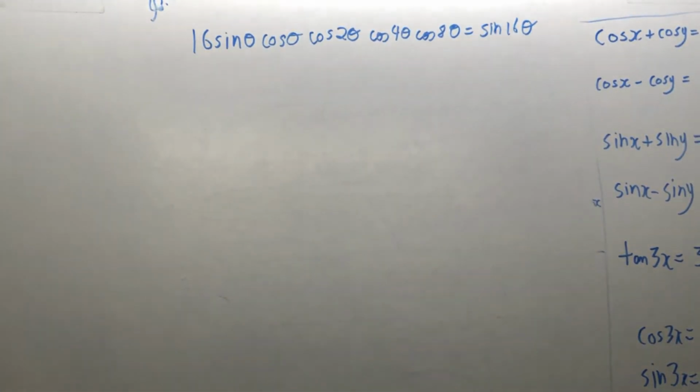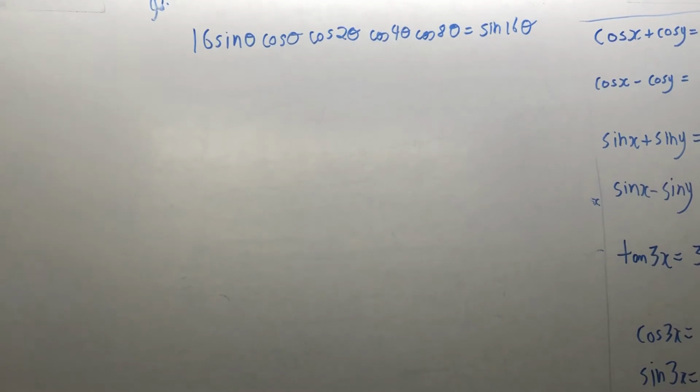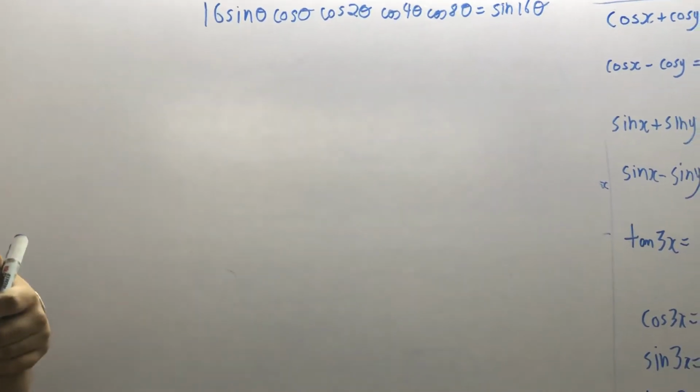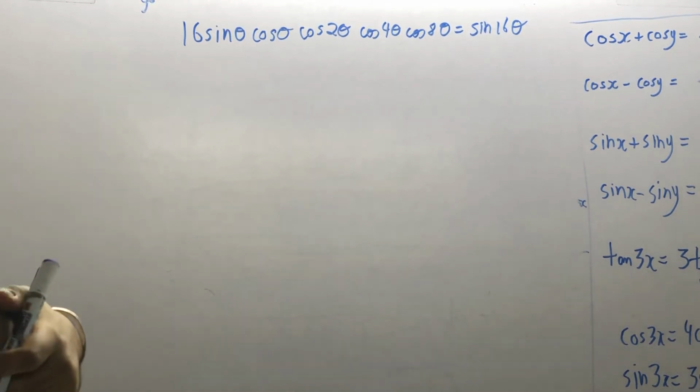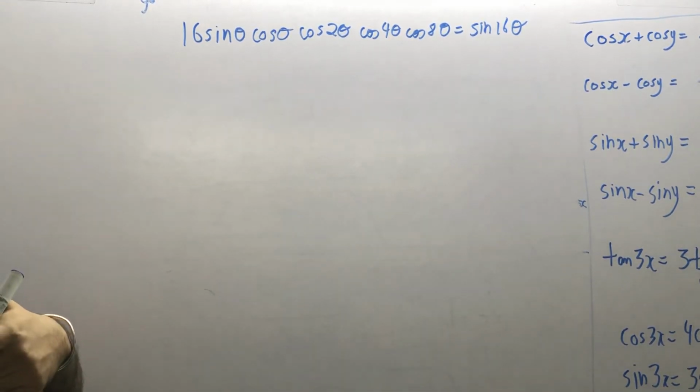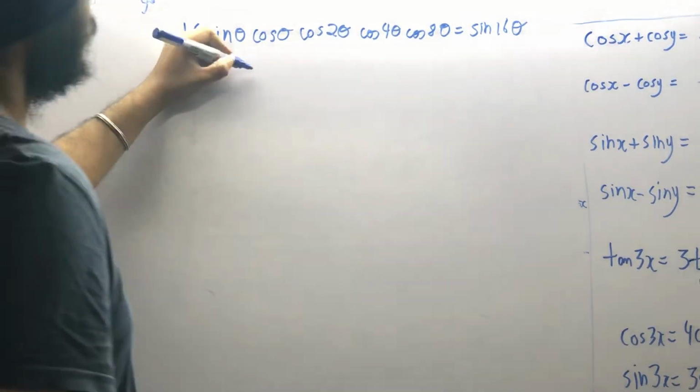So this is what we have to prove in the next question: 16 sin theta cos theta cos 2 theta cos 4 theta cos 8 theta is equal to sin 16 theta. You have to convert this whole expression into sin 16 theta, so just start from the left hand side.